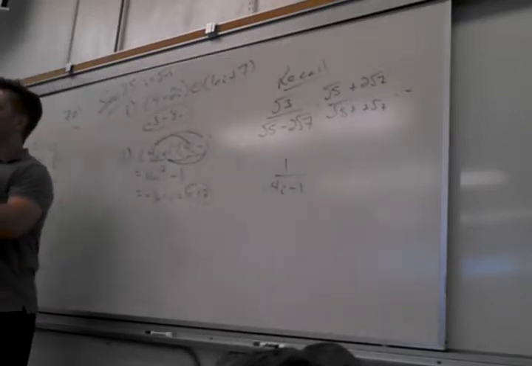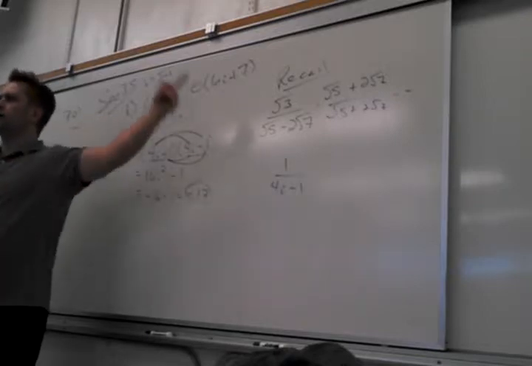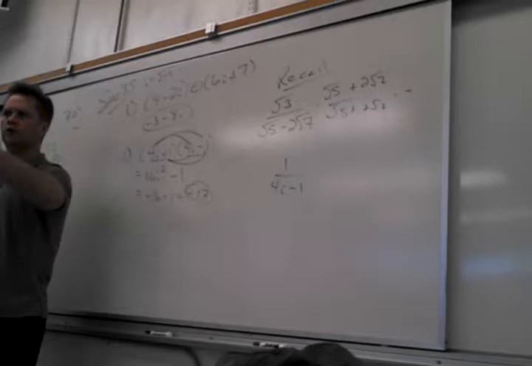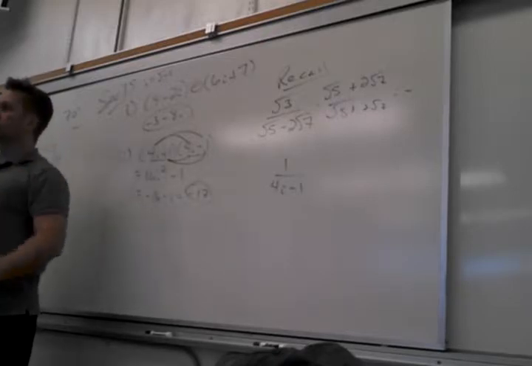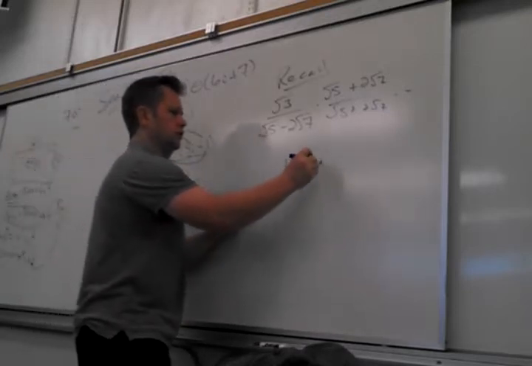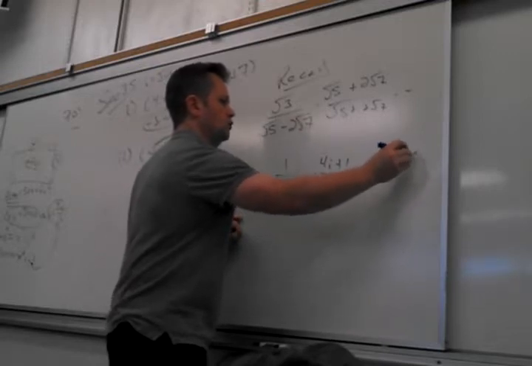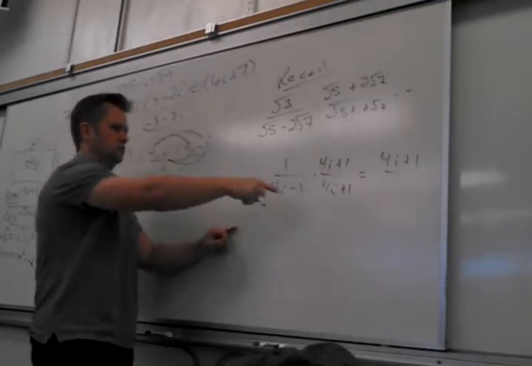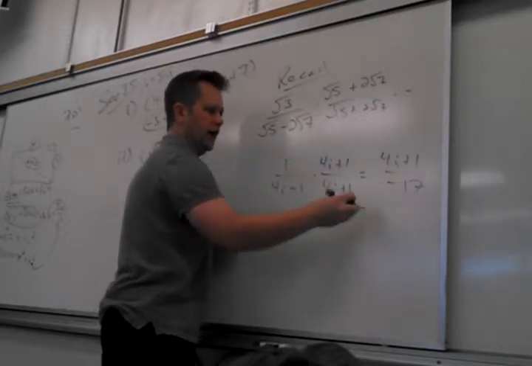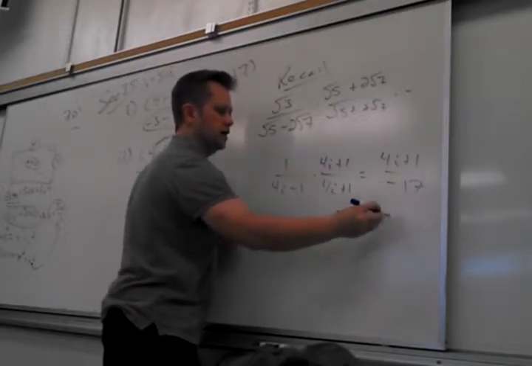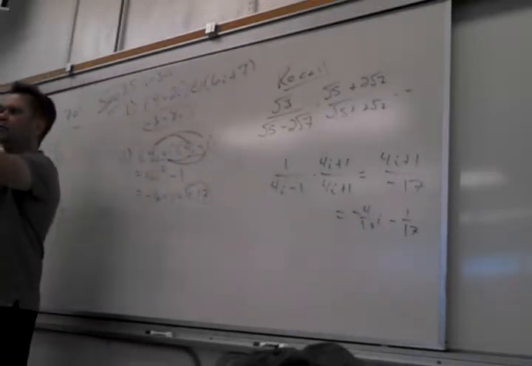I'd multiply by the conjugate. And why is it the exact same idea? Because i is just a radical. So why shouldn't it work like the other radicals do? And it totally does. You guys kind of with me? So I multiply by the complex conjugate, 4i plus 1, over negative 17. You can leave it like that, or write it as negative 4/17 i minus 1/17.